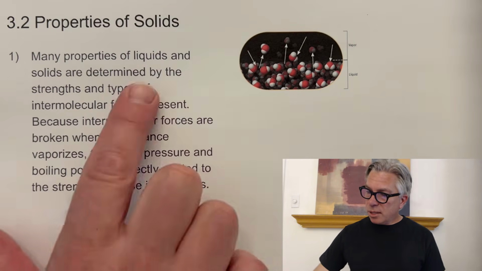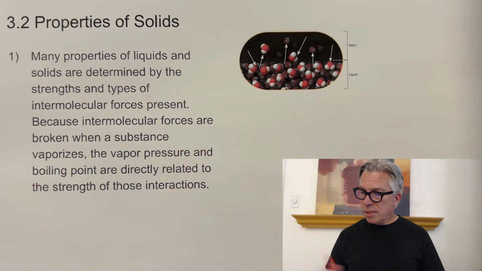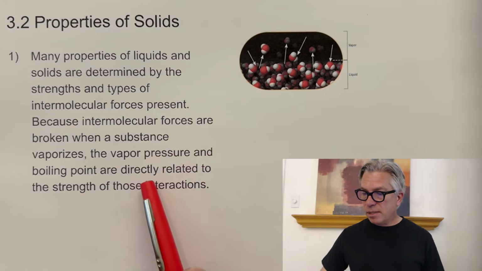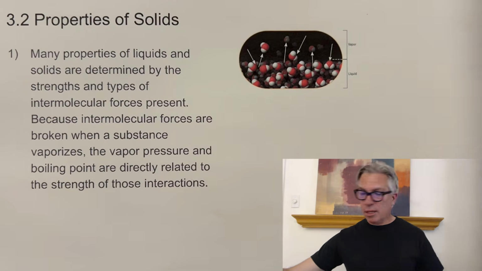Many properties of liquids and solids are determined by the strengths and types of intermolecular forces present. Because intermolecular forces are broken when a substance vaporizes, the vapor pressure and boiling point are directly related to the strength of those interactions. We saw that on a couple of previous slides.